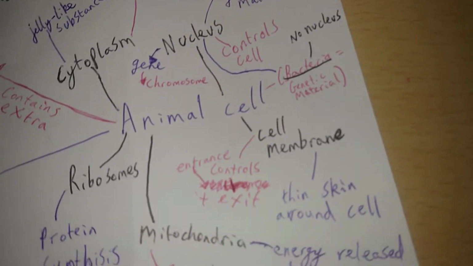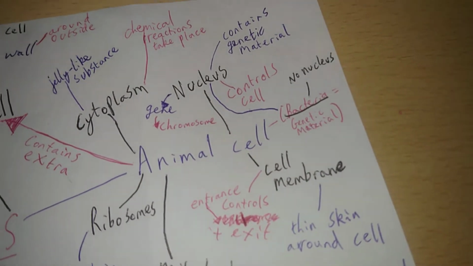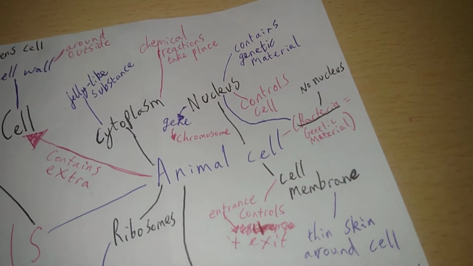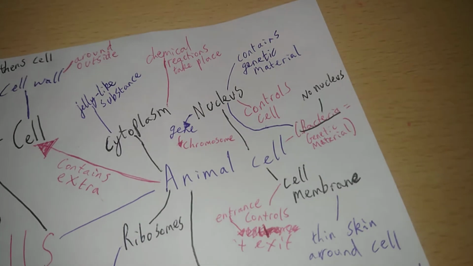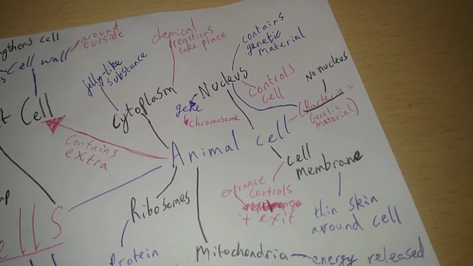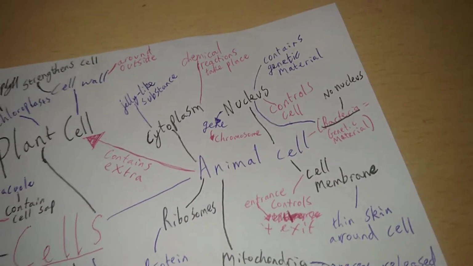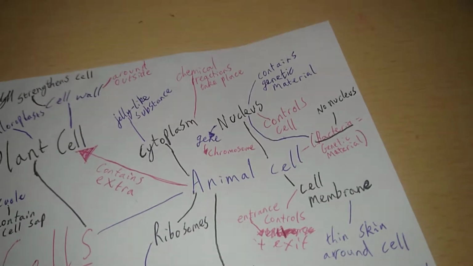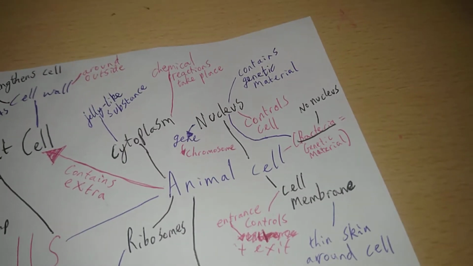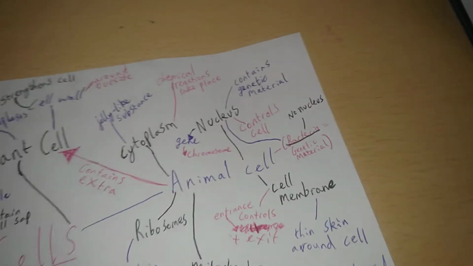Another part of the animal cell is the cell membrane, which controls the entrance and exit of just about everything into and out of the cell. It's basically a thin skin around the cell. It's not the same as a cell wall. That's only in plants, and we'll get onto that later.